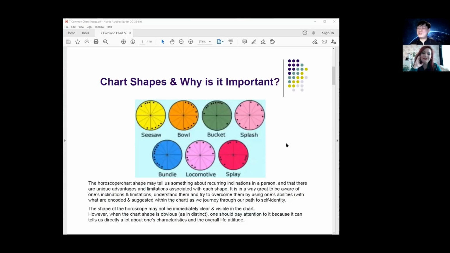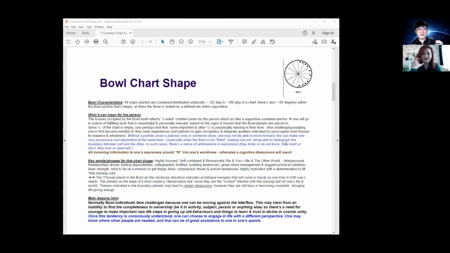Yeah, absolutely. I mean, this is always true when we're talking about positions in the chart in general, that nothing is good or bad, negative or positive. It's just how we use it and how conscious we are. Yeah, true. So let's just start off with the first chart shape. And I'll start off with the bowl shape first.